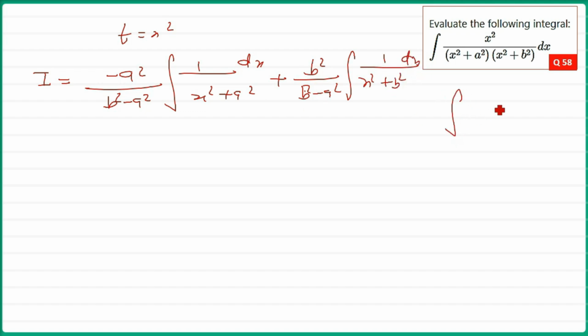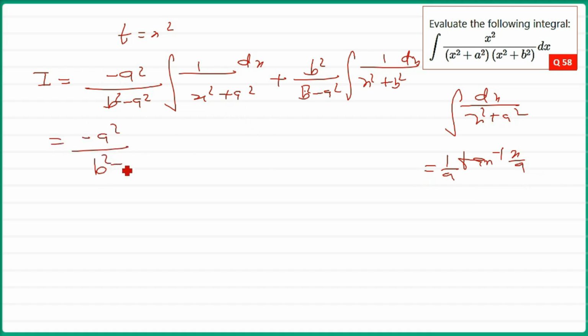And don't worry about the constants now. dx by x square plus a square or x square plus b square, they follow the same scenario, which is 1 by a tan inverse x by a. The integration of 1 by x square plus b square will be 1 by b tan inverse x by b. So minus a square divided by b square minus a square, and 1 by a tan inverse x by a. Now b square divided by b square minus a square.